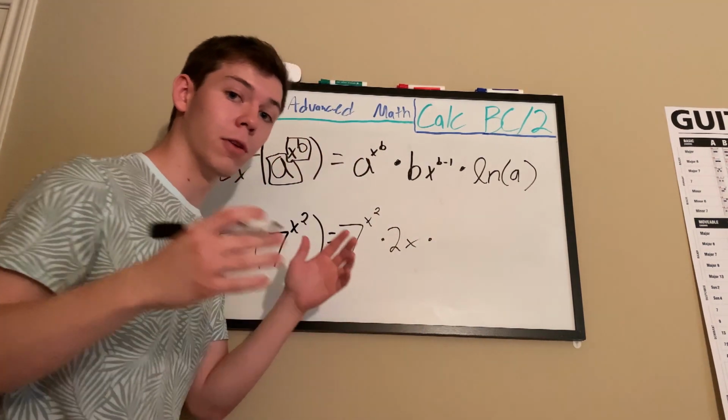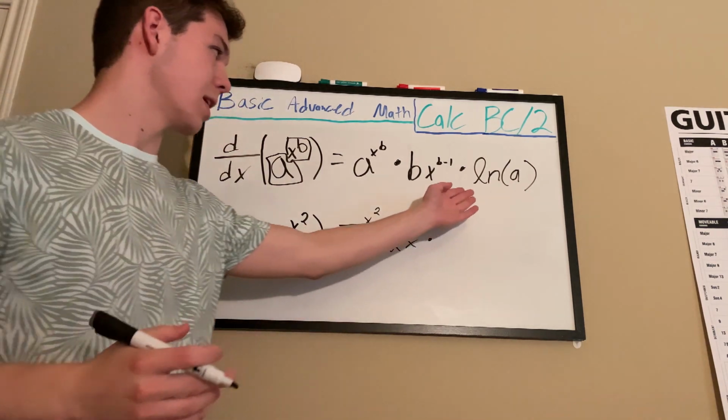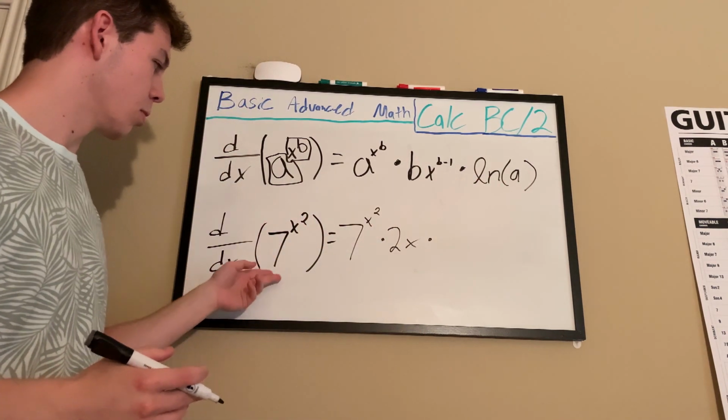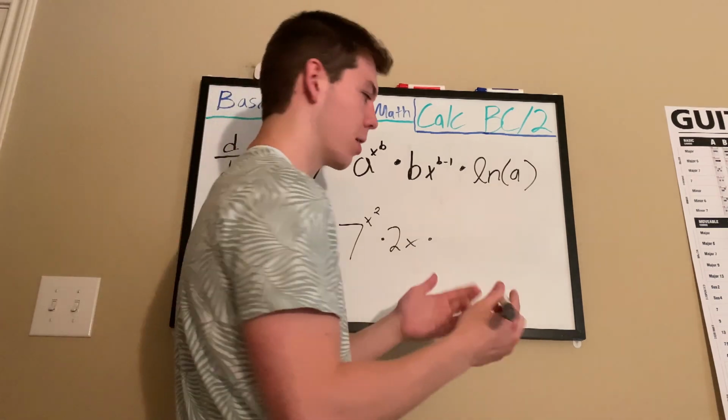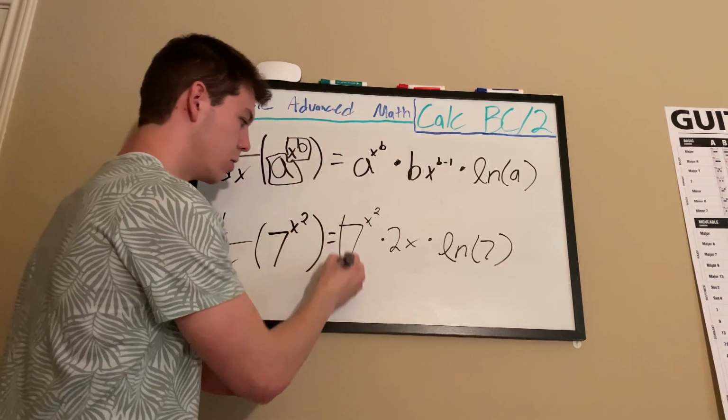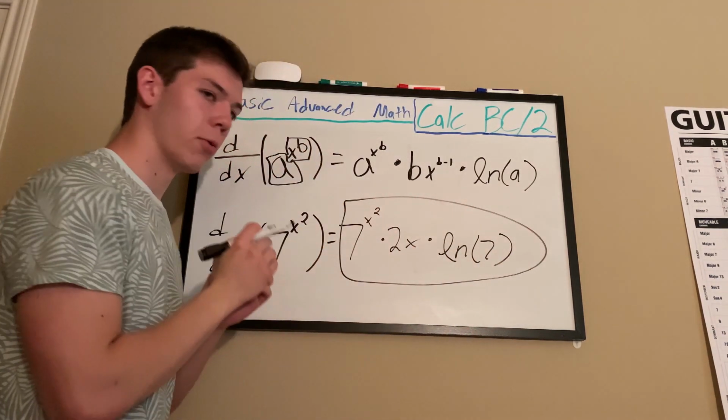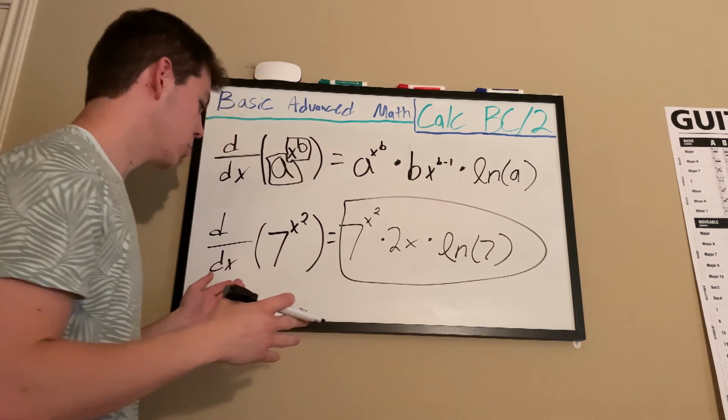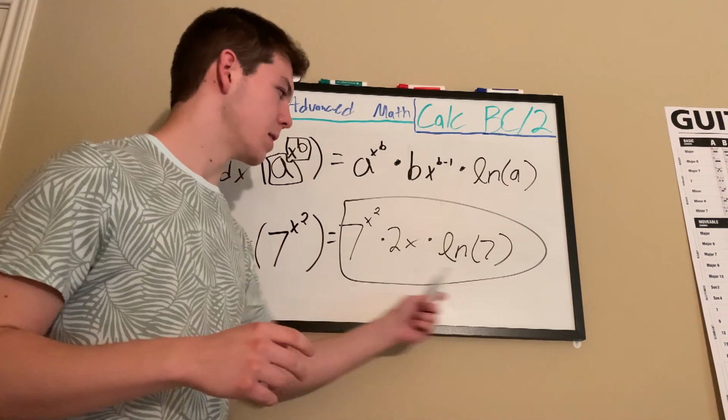And the last part of the differentiation is simply taking ln of a, which is this term, which is 7. So it's times the natural log of 7, and that's it. This is your answer. That works for all this simple differentiation of exponential functions. This is the basis for it.